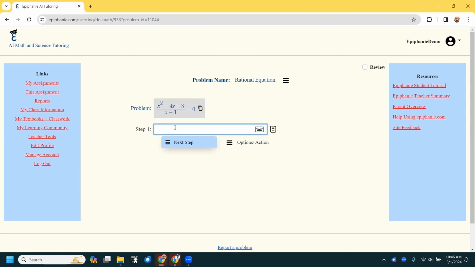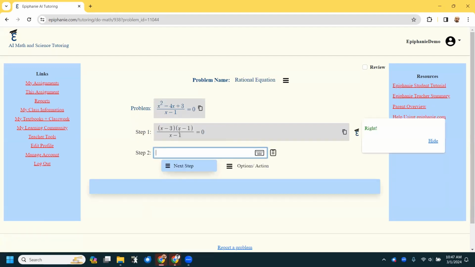Here's a problem that involves a rational equation you might see in Algebra 2. And we're going to take the first step in solving this. Let's factor the numerator to start with. I'm going to say that this is x minus 3, x minus 1 over x minus 1 equals 0. And we're going to cancel the x minus 1s. I get x minus 3 equals 0.